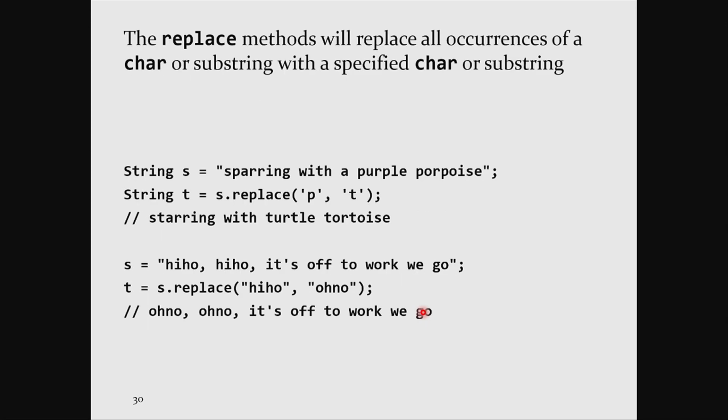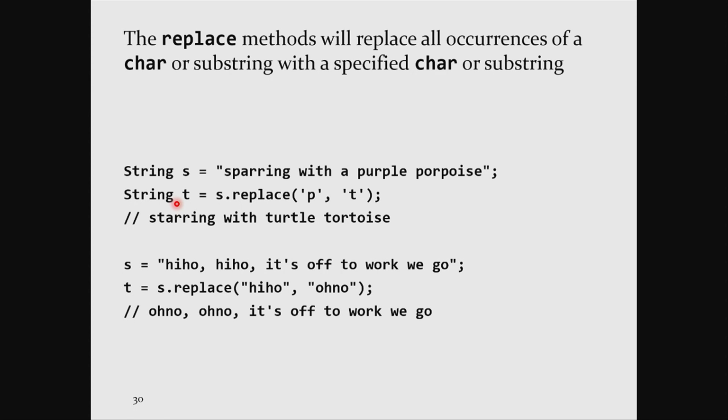Now there's a bunch of other methods. There's a lot of methods in the string class, and I'm not going to cover them all. Sometimes you want to replace characters in a string. There's a method called replace. So there's my string s. s.replace('p', 't') is how you read that: replace every p with a t, and assign it to the string t.